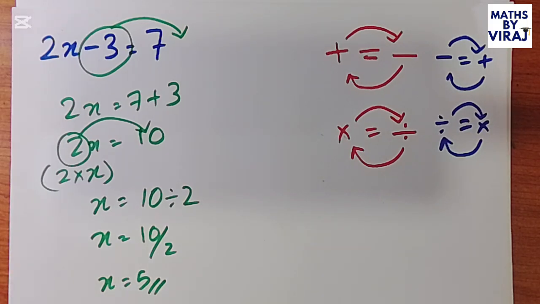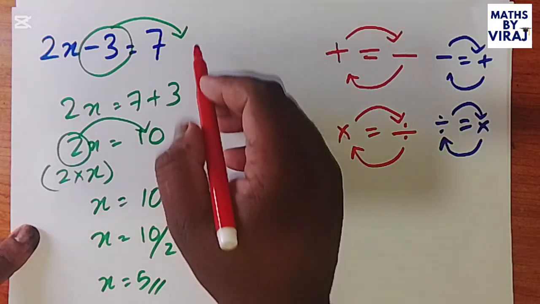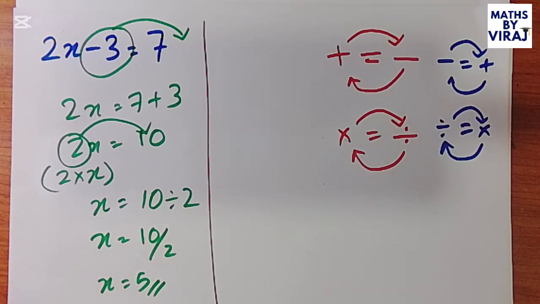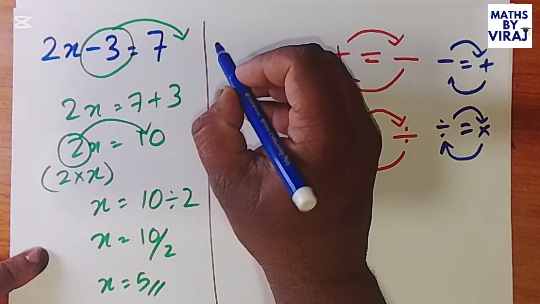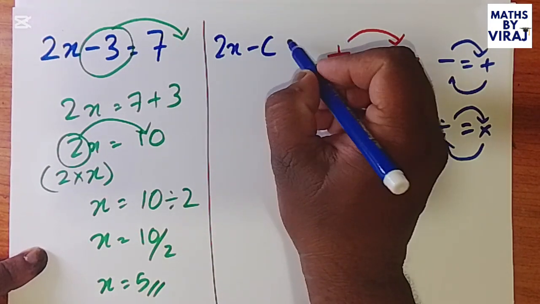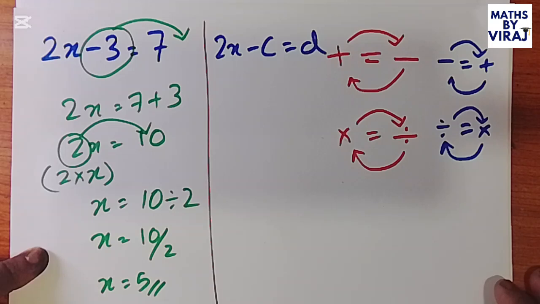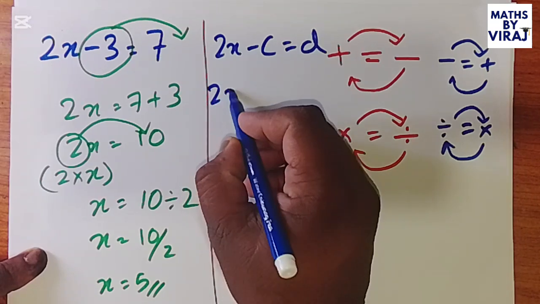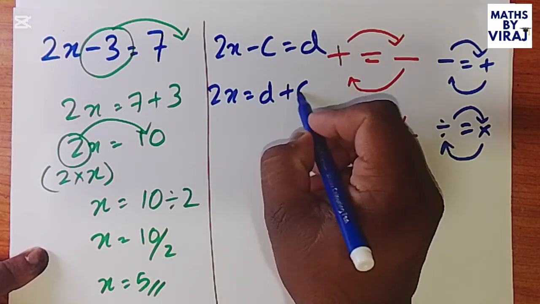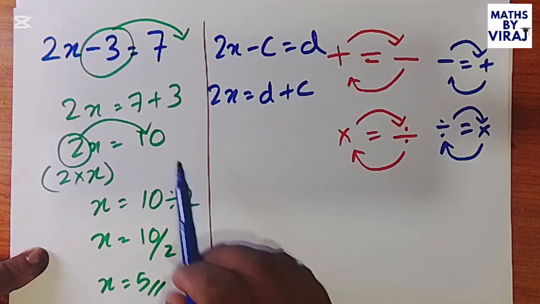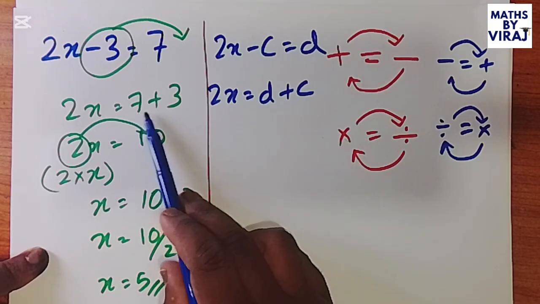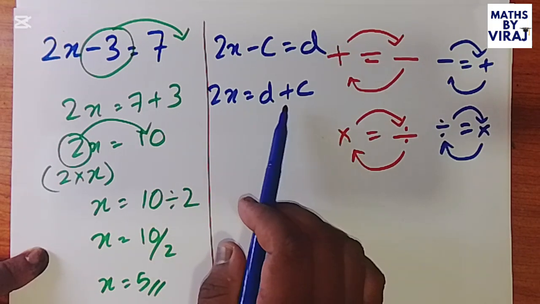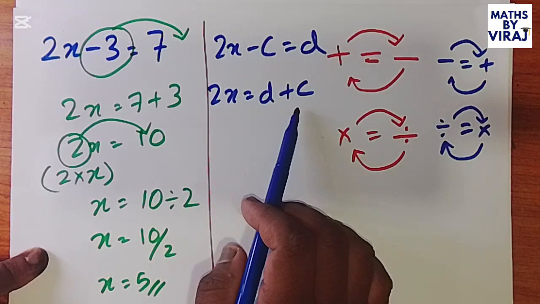Now, children, the question arises: what if instead of numbers we had letters? For instance, 2x minus c is equal to d. Now, if you look at this closely, minus c should be taken to the other side. 2x is d plus c. Likewise, what you see here, there is no further simplification, so you have to leave it as it is.